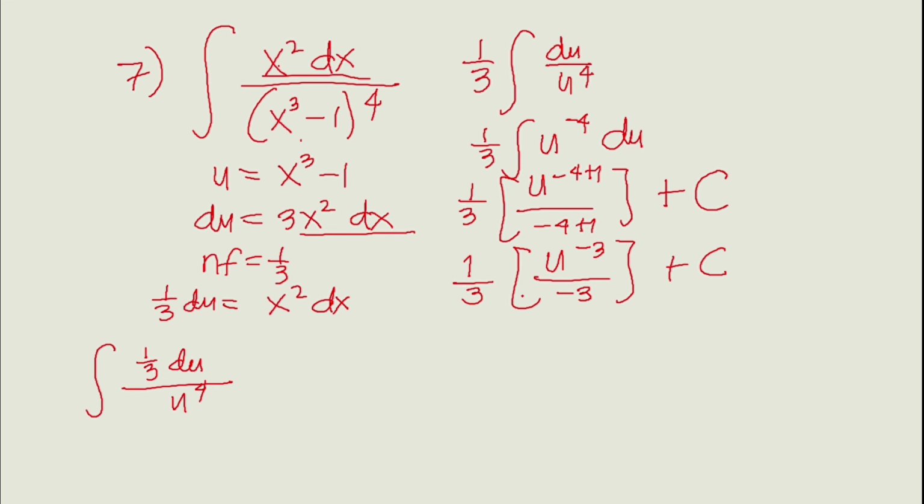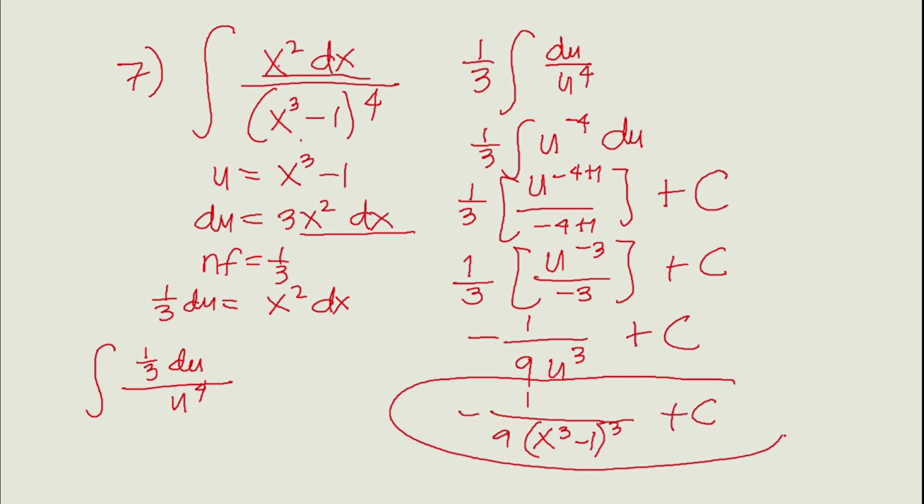So 3 times negative 3 is equal to negative 9. And since this is u raised to negative 3, therefore we have negative 1 over 9u cubed plus c. So negative 1 over 9 times x cubed minus 1, cubed, then plus c. So this is the answer for number 7.